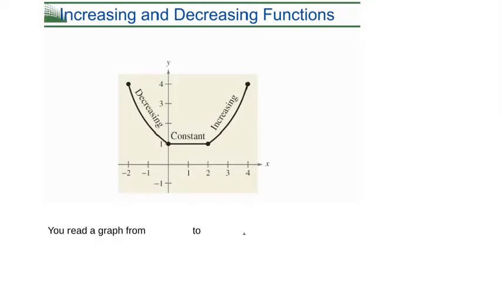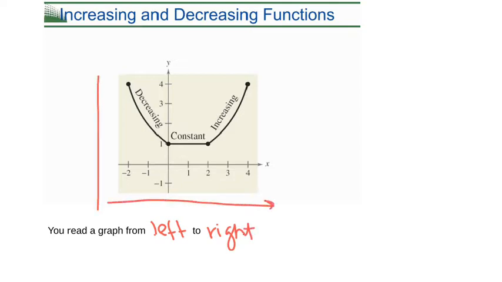These are the analyzing graphs of functions notes. Alright, we're going to be looking for where the graph is increasing and decreasing. You read a graph from left to right, just like we read in English. So starting at the left, looking towards the right, is the graph going up or down?